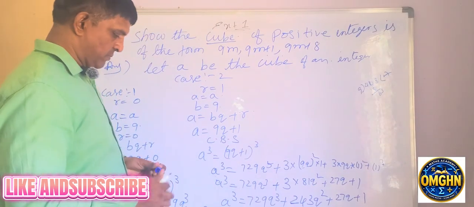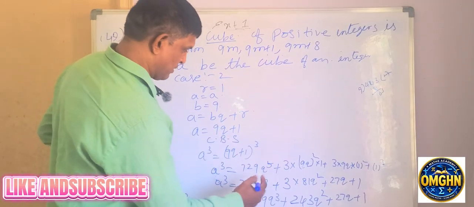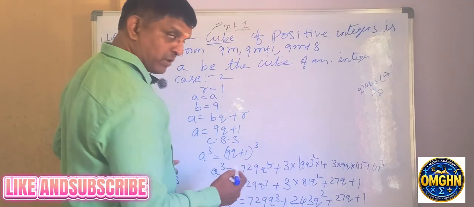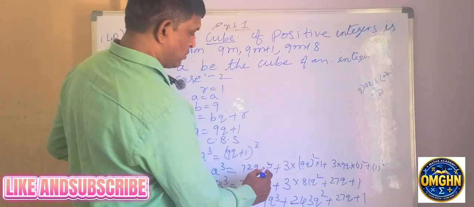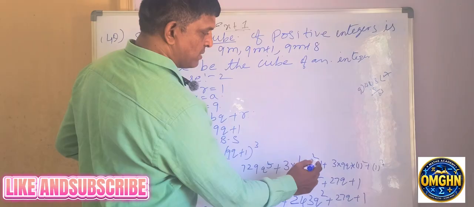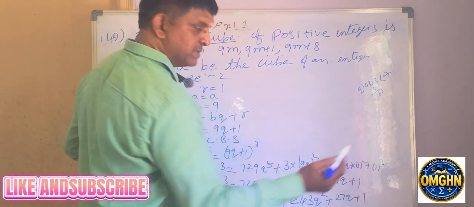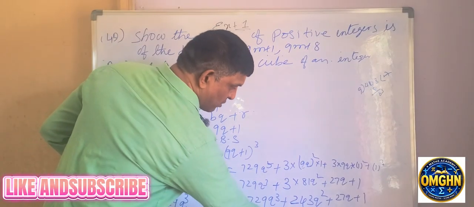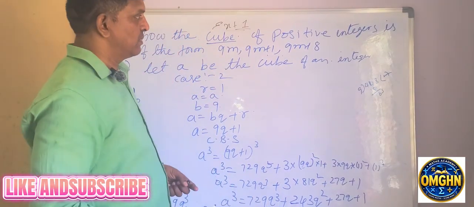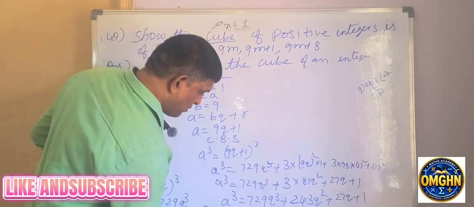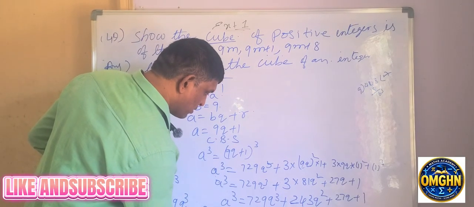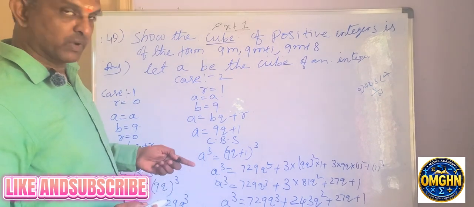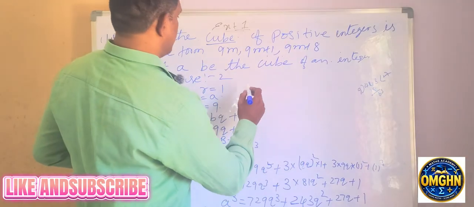Now see, a cube is equal to 729 q cube. According to the formula, (a + b) whole cube is equal to a cube plus 3a square b plus 3ab square plus b cube. So we are substituting that formula. We got the answer like this, and we will take all these things as 9m. Now what do we get? a cube equal to 9m + 1. Okay, then we have to go again. Case 3.